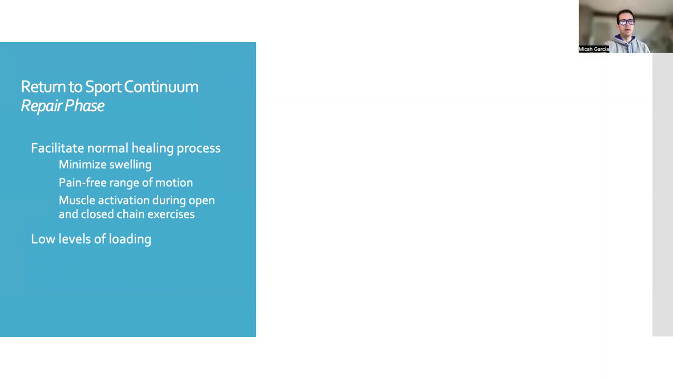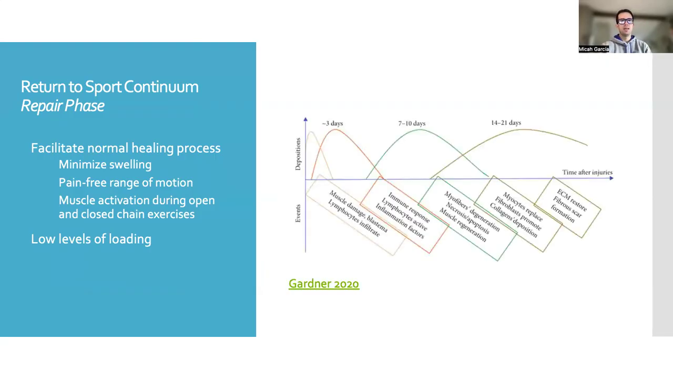We want to be able to promote pain-free range of motion, so allowing them to move through a range to complete mostly their activities of daily living, and to have appropriate muscle activation during both open and closed chain exercises. And so during this repair phase, usually what we're going to see is very low levels of loading to not continue to overstress that tissue.